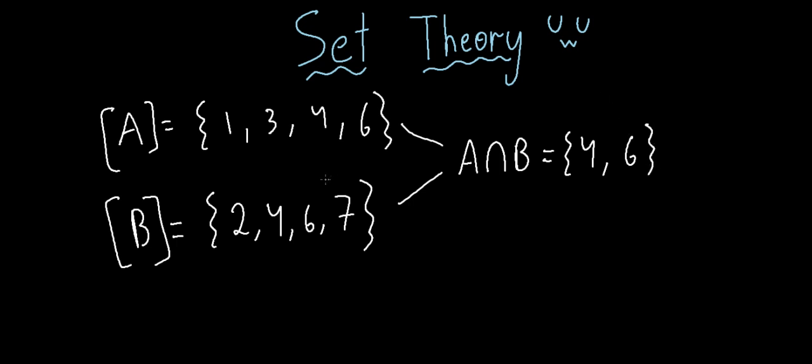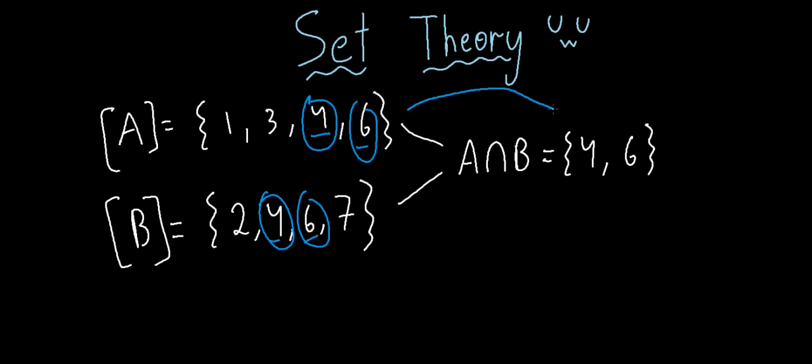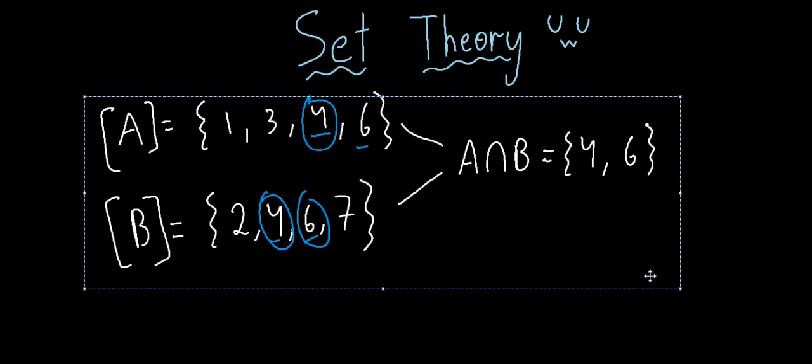Now from here you may understand that in intersection we take the common elements out of the sets we have, such as 4 is common to A and B, and 6 is common, while the rest, like 1, 3 and 2, 7, are not common. So we take these out and we write them here. So that is the first thing that we'll be learning in set theory.